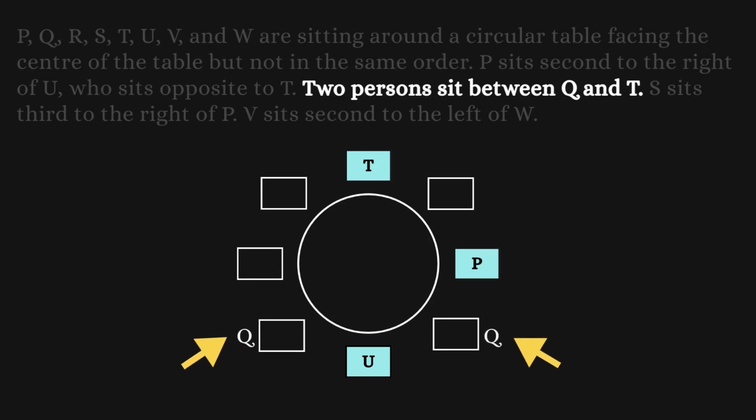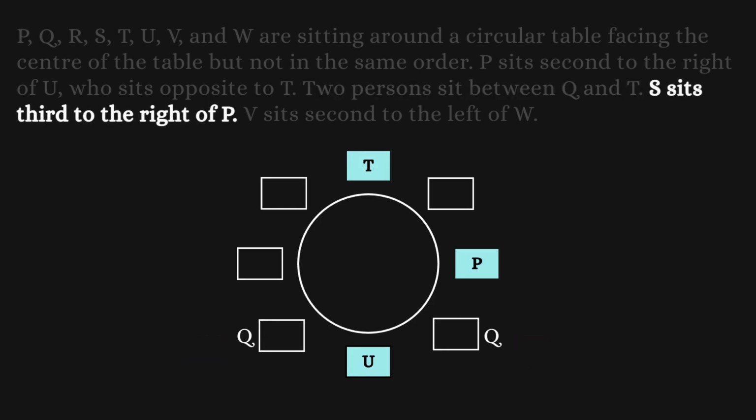Now we'll move to the next statement. S sits third to the right of P. P sits here and this is the right side of P. First, second and third. This will be the position of S. Now let's come to the last statement.